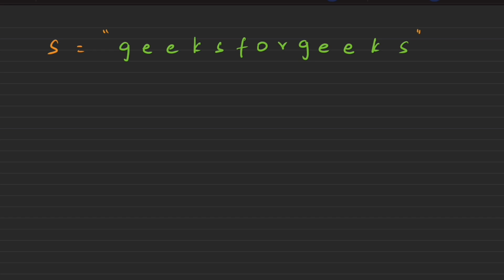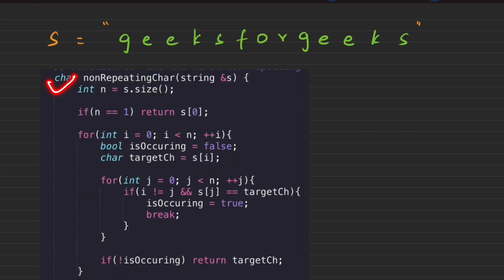So let's see the code. How can we solve it? So this is the code for our brute force approach. The function name is non-repeating character and the string passed is s. So firstly, I have taken the string size and stored it in n.